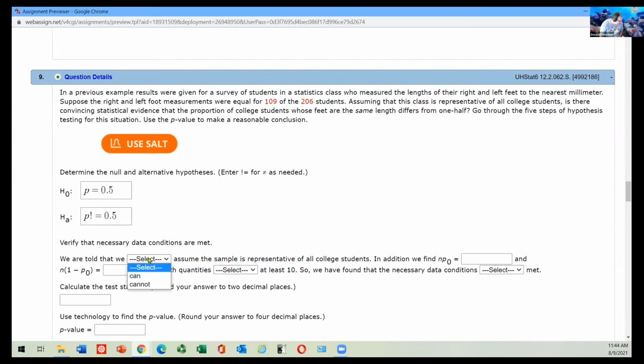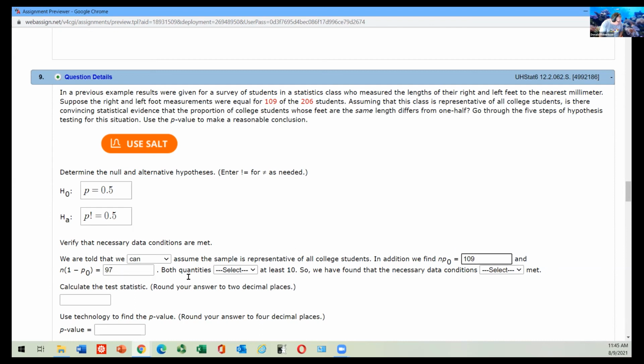So we are told that we can assume that the sample is representative. NP naught, the number who said yes, is 109. And N1 minus P naught are the people who said no. So 206 take away 109, and we're looking at 97.